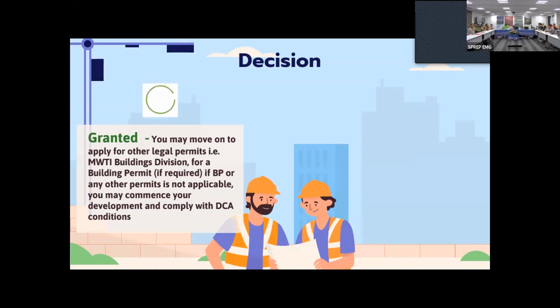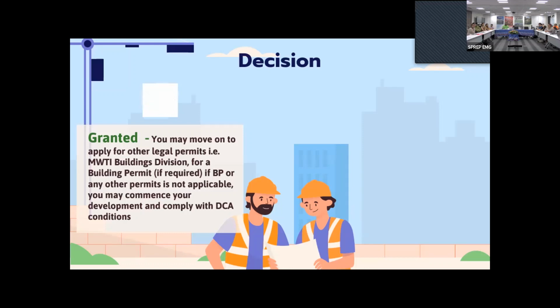Once you have your DC, or your development consent, you can move on to apply for all the other relevant legal permits that are related to your development. For example, if you have some sort of buildings in your development, you may now go to the buildings division of MWTI for building permits. Or, if your development has some sort of sand mining element to it, land management of MNRE also has a permit.